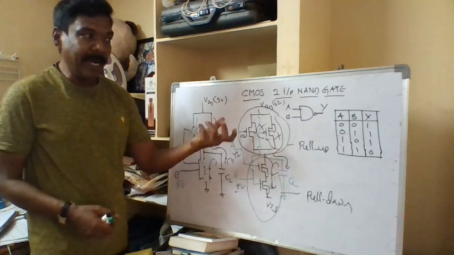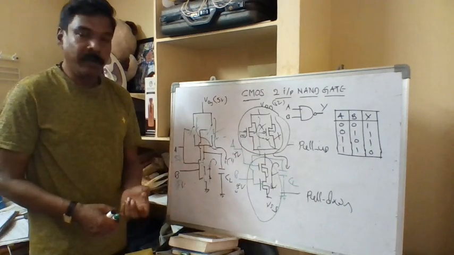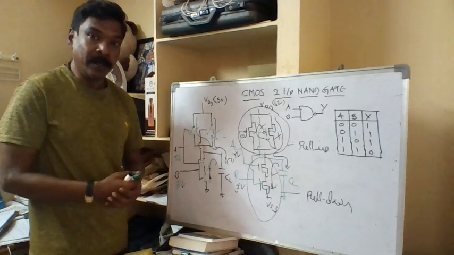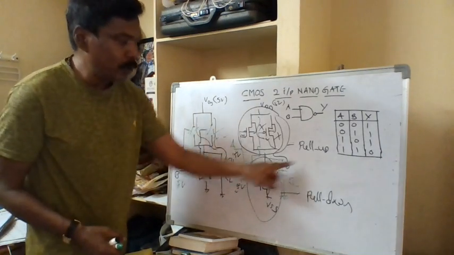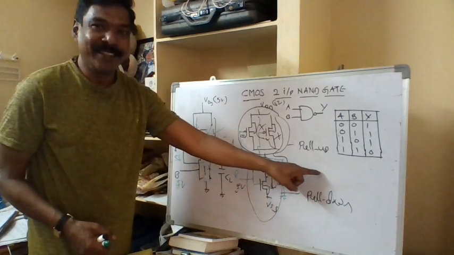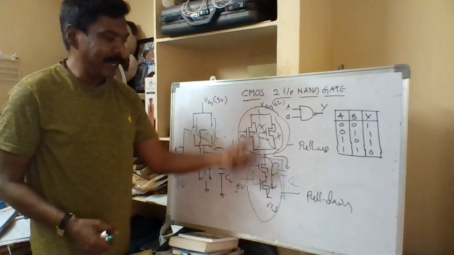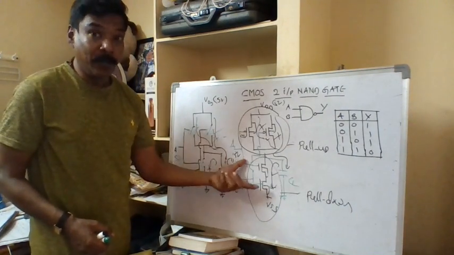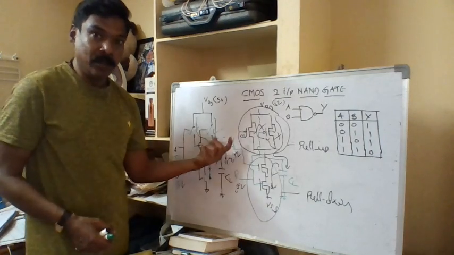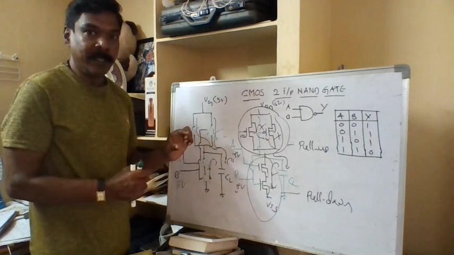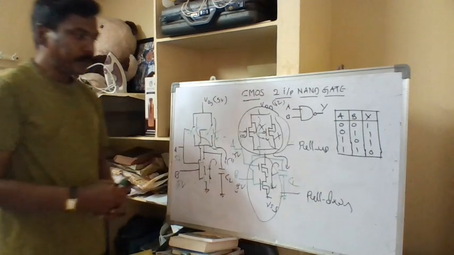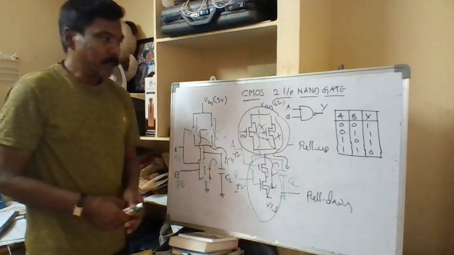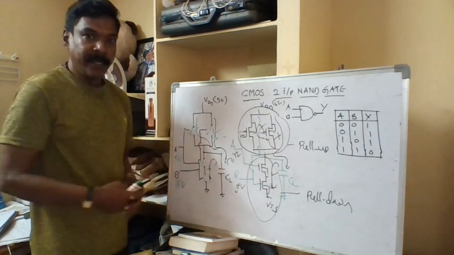So we have the AND gate. AND gate means output will be high only when both inputs are 1. That is AND operation. To get an AND operation, we have to pass the output through an inverter. Naturally we are getting an inverting operation, the NAND operation. An inverter is also one PMOS and one NMOS connected. So that is how we realize the NAND gate here.